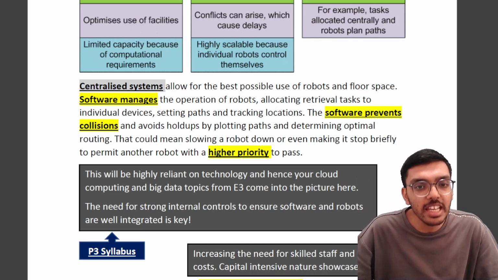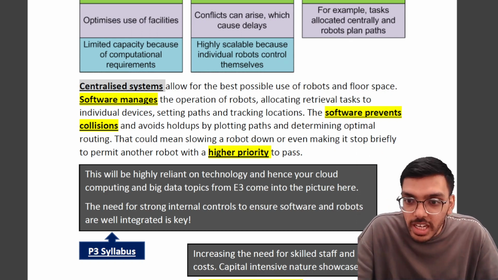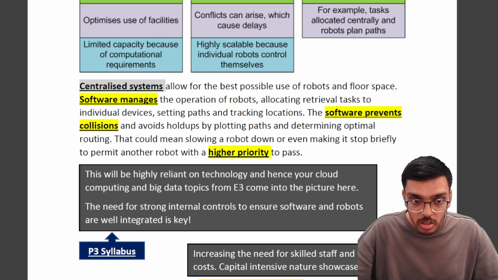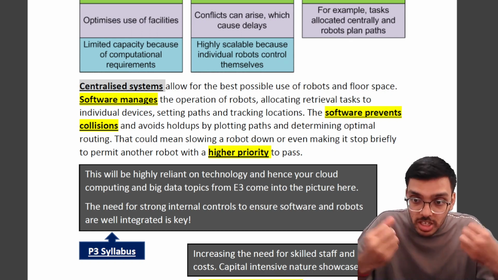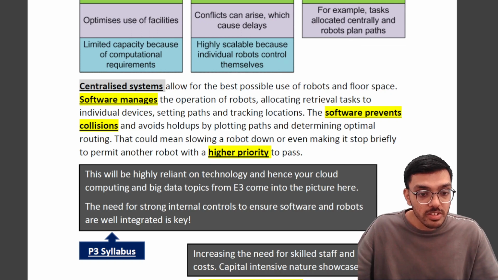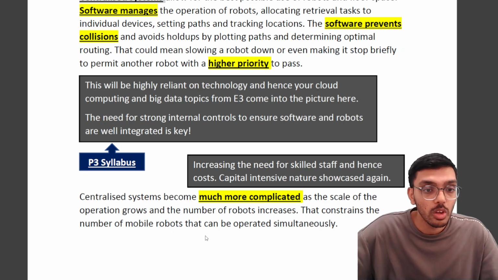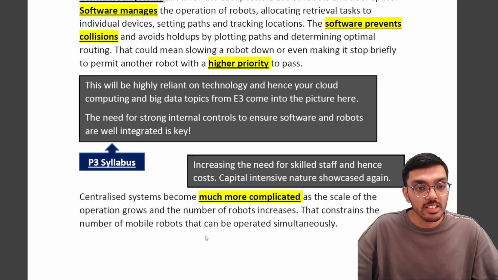So this will be highly reliant on technology, and hence your cloud computing, because that's where all the data is stored. And hence your cloud computing and big data topics from E3 come into the picture here. Also, the need for strong internal controls to ensure software and robots are well integrated and that data is safe and secured is also very important. Also, once I move on, you will see that centralized systems are much more complicated as the scale of the operation grows and the number of robots increases.